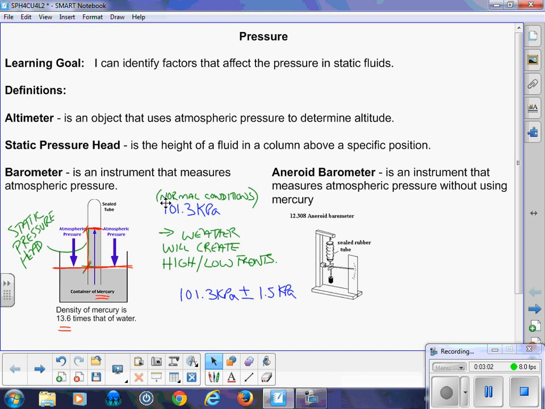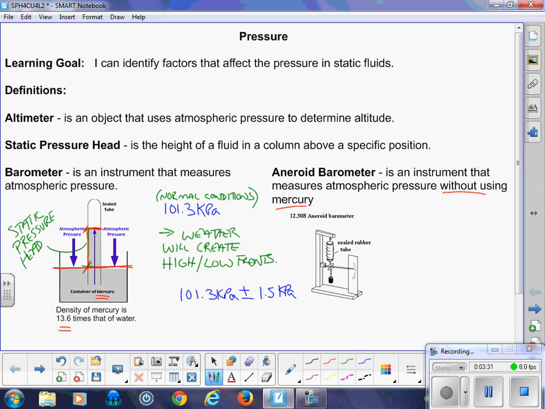Now the other application is the aneroid barometer. It's an instrument that measures atmospheric pressure without using mercury. And that's pretty important because mercury is actually fairly toxic. In the good old days, back in probably your grandparents' days, they would handle the mercury with their hands, and what later was found out, mercury poison stems from that. It's a very dangerous substance. So the less mercury we have in the house, the much better it is.